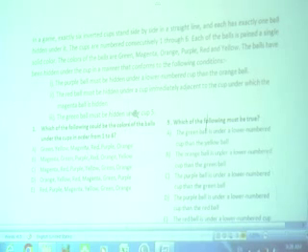Let's have a look at the problem. I'm reading it for you people. In a game, exactly 6 inverted cups stand side by side in a straight line, and each has exactly one ball hidden under it. The cups are numbered consecutively 1 through 6.